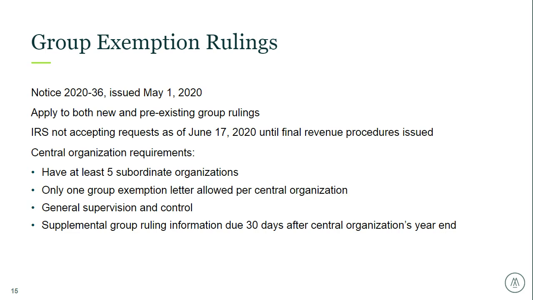The IRS actually has stopped accepting group ruling application requests as of June 27, 2020, until final revenue procedures are issued. The latest on this is that the IRS is still working on it and that there's no ETA, unfortunately, on when it will be available. So pending publication of the final revenue procedure, the Rev. Proc. 80-27 from 1980 continues to apply.